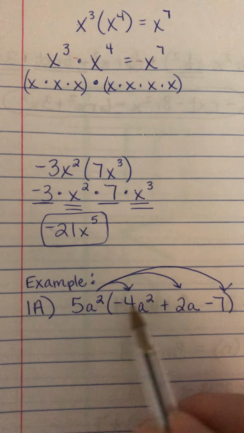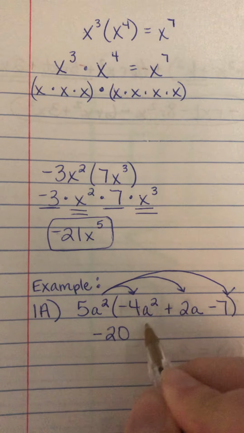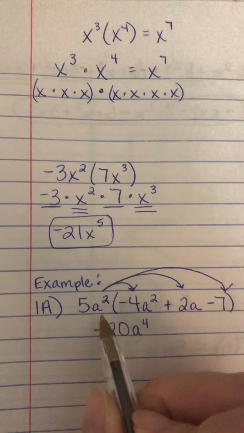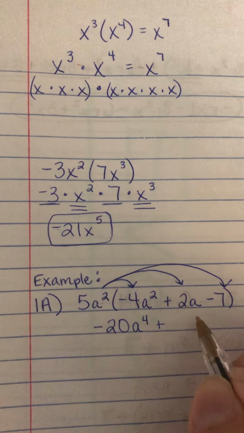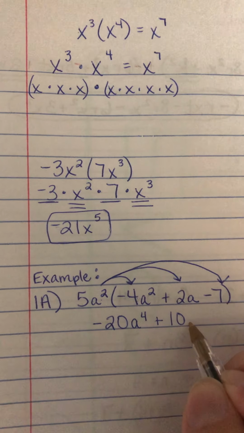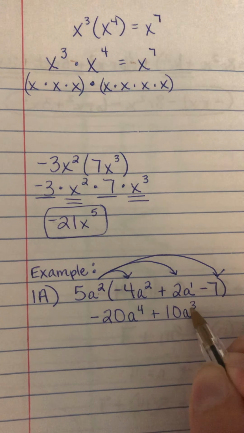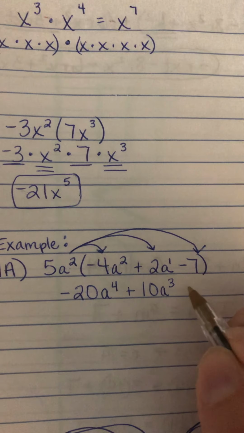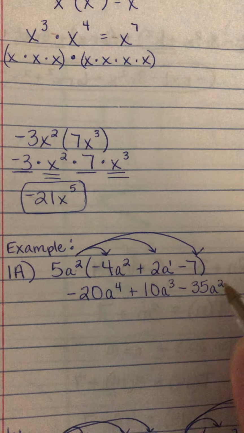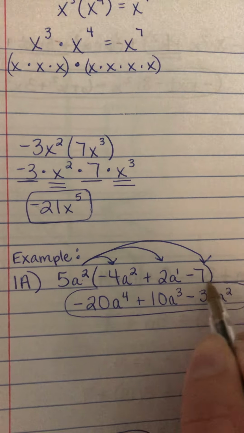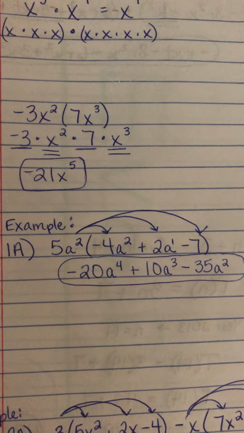Just to start with this first term here, we'd have -20, because that's 5 times -4, and then it would be a to the fourth, again, because we're adding these exponents. And then when we distribute out to the next term, we'd have 10, because that's 5 times 2, and then that has an exponent of 1, so this is going to be a to the third. And then lastly, it'd be -35, and then a squared. So that's the basic idea of what you're doing in this lesson on multiplying with polynomials.